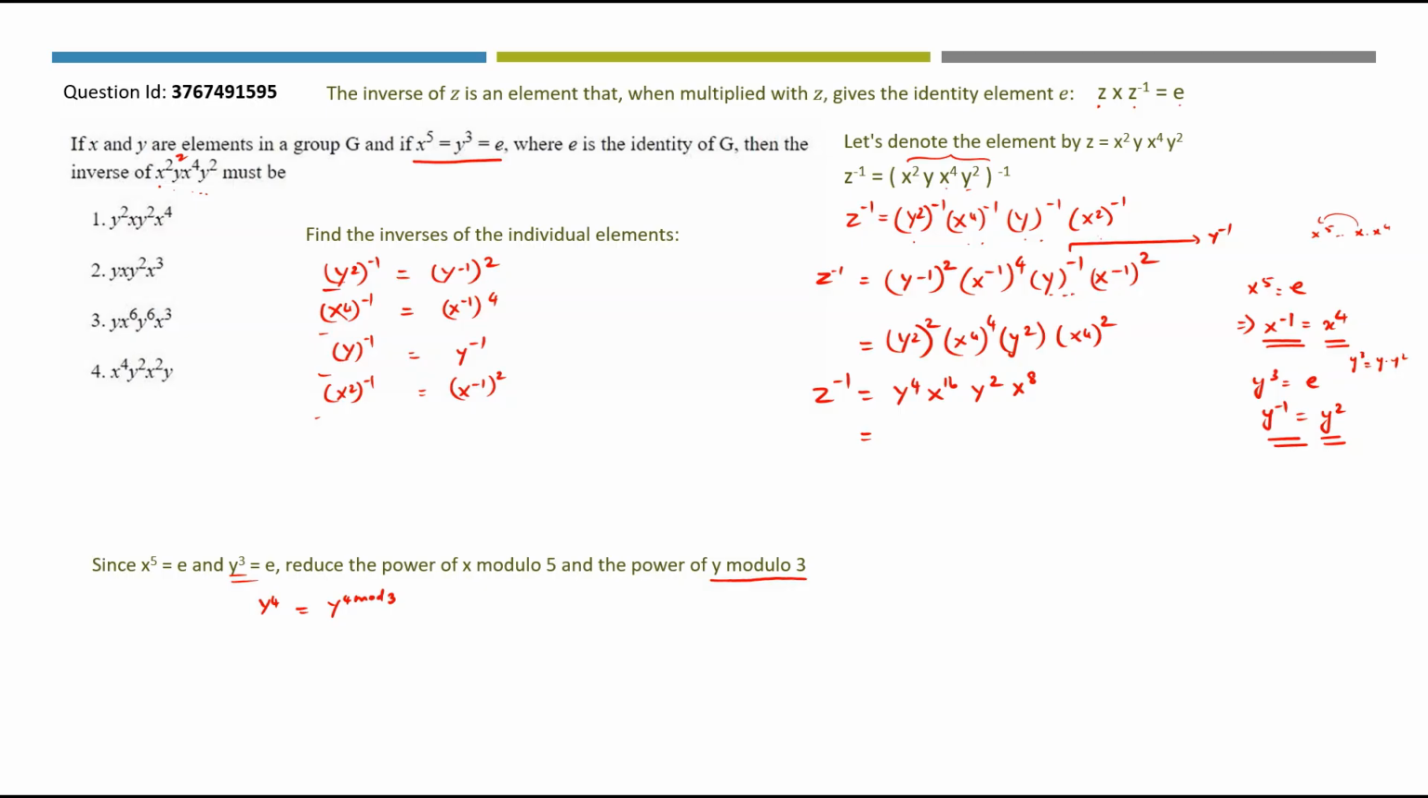When we have y to the power 4 mod 3, what will be the value? We will have only y. So when you divide 4 by 3, the remainder is 1. So you are going with y power 1, which is y.